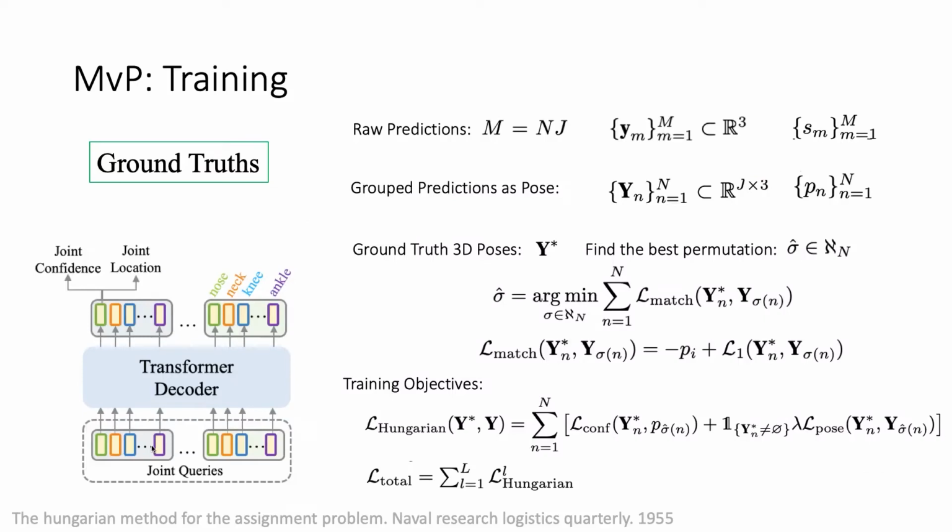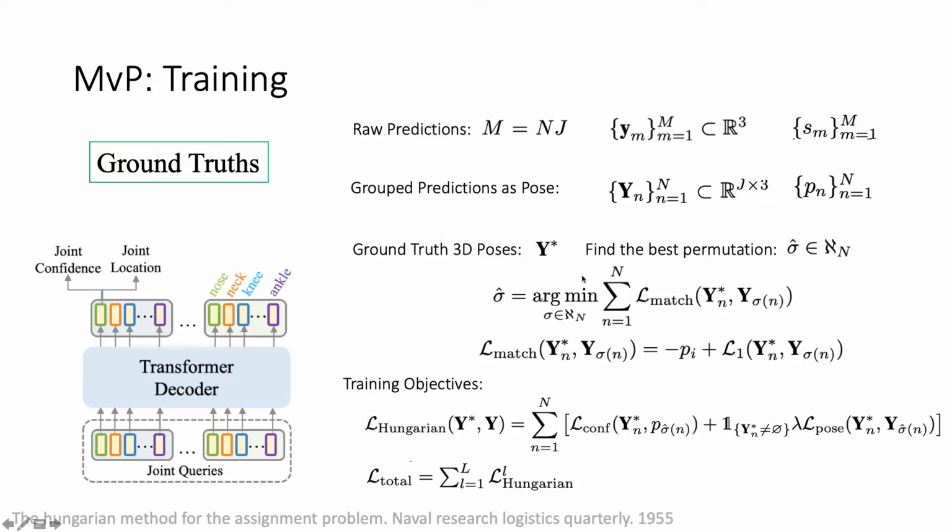So how to train the MVP model? Given the raw predictions of each body joint, that is the set of joint locations and the confidence score, we first group them to obtain the pose of different persons. The confidence is the average of the grouped set of confidence of the joints. So then we match the predicted pose to the set of ground truth pose. We first find a best permutation or a best match with a Hungarian algorithm.